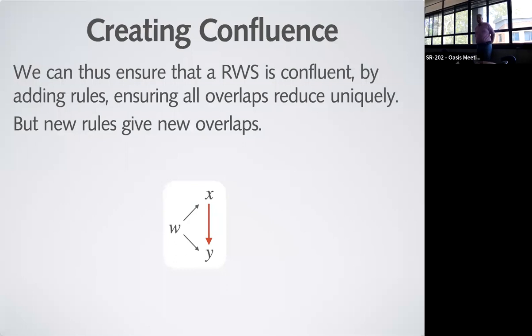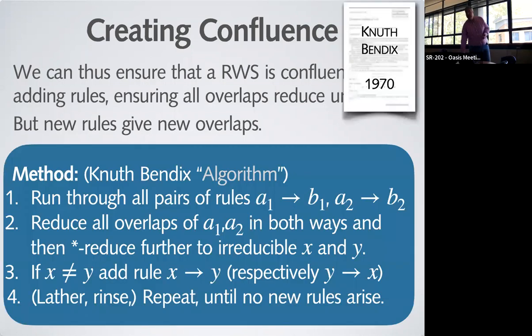That now cleans out nicely. But I add new rules, and the new rule gives me new overlaps, so I must repeat this. And that is a method which is due to Knuth and Bendix. This is the same Knuth as with LaTeX and The Art of Computer Programming and so on.